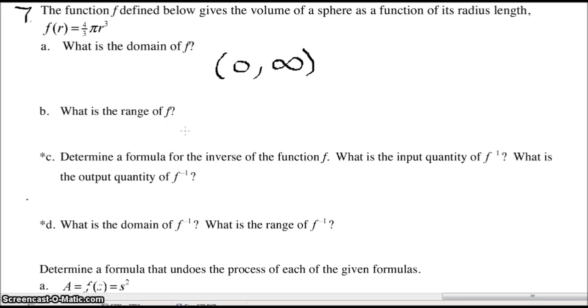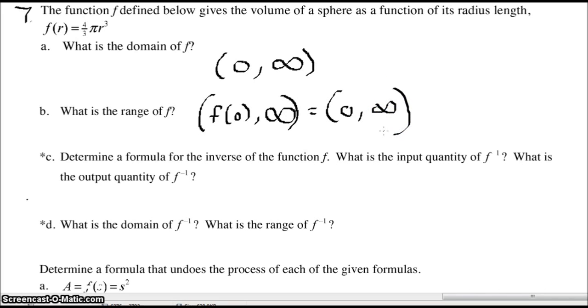So what is the range of f? Notice that the volume of the sphere will increase if the radius increases. So we just have to find the minimum value of our range, which we get just by plugging 0 into the function. And then as long as the radius increases, the volume will increase too. And notice that f of 0 is simply 0. So any value in between 0 and infinity, those are the possible volumes. That's our range, the possible outputs.